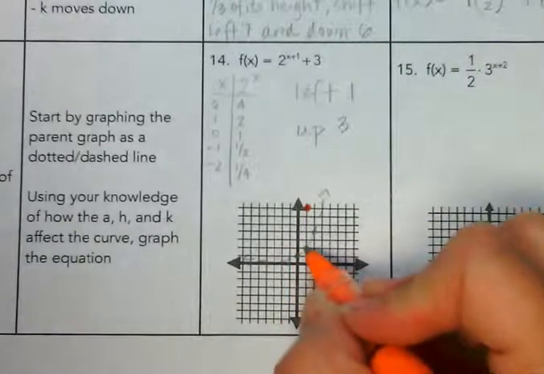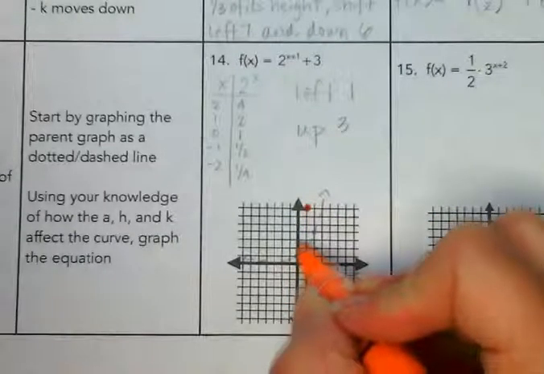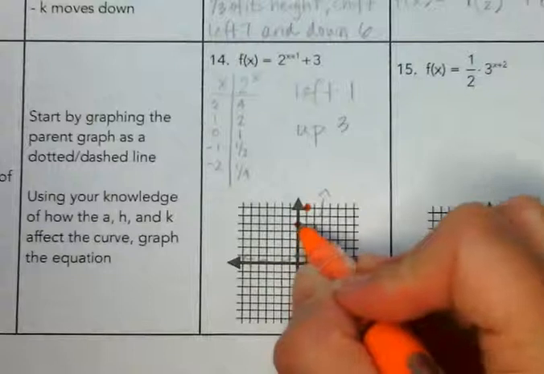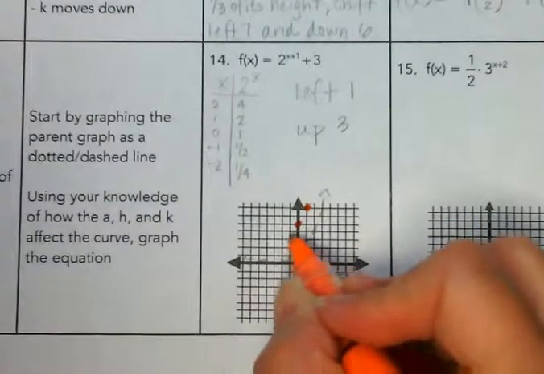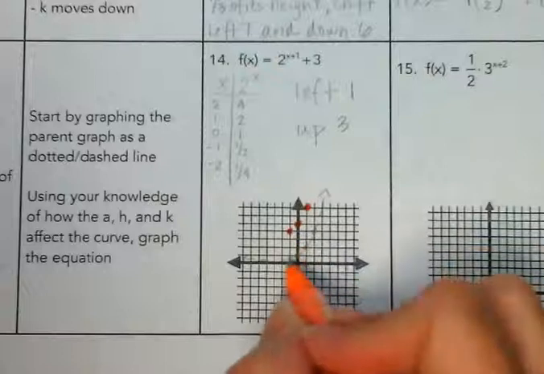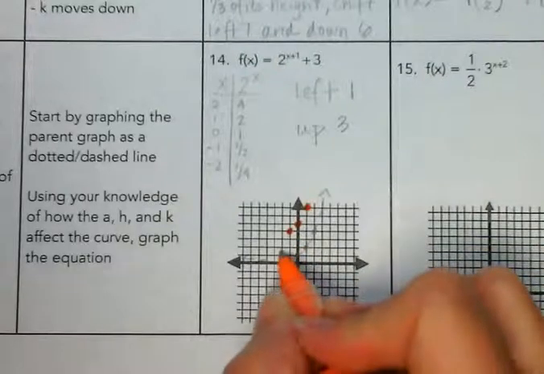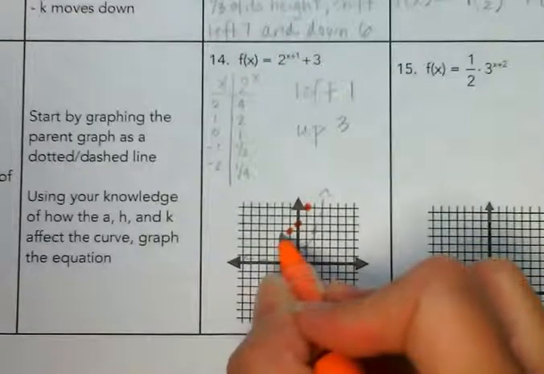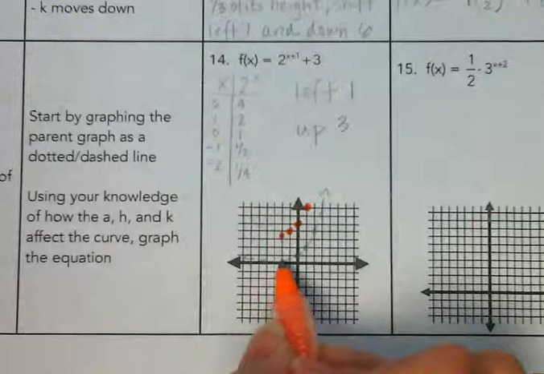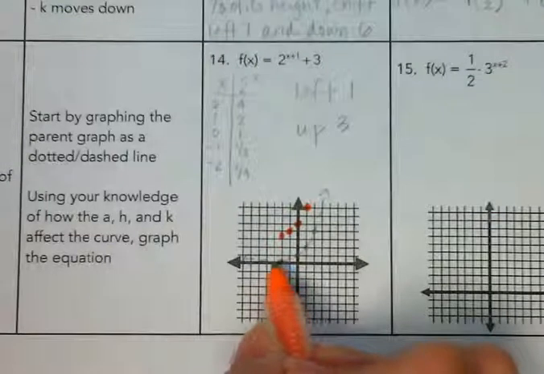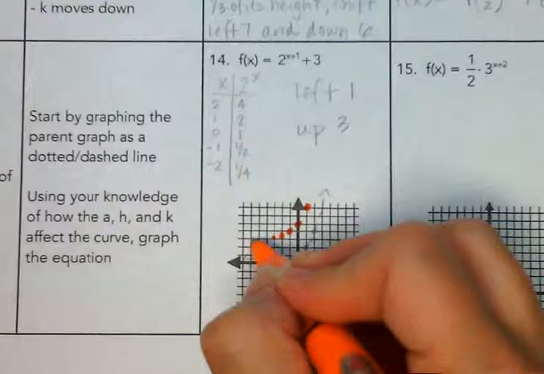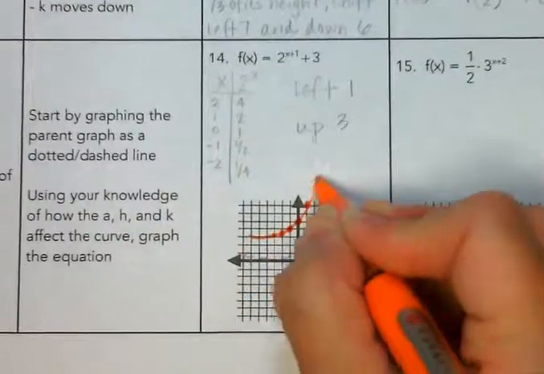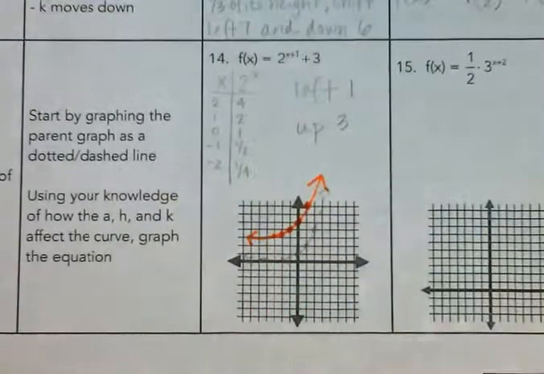I'm going to take this point. I'm going to go left 1 and up 3, and it belongs right there. Take this point, left 1, up 3, it belongs there. Take this one, go left 1, up 3, it's going to go in there. This one, which is down at a 4th, I'm going to go left 1 and up 3, so it's going to be right there. So the transformed graph is right there.